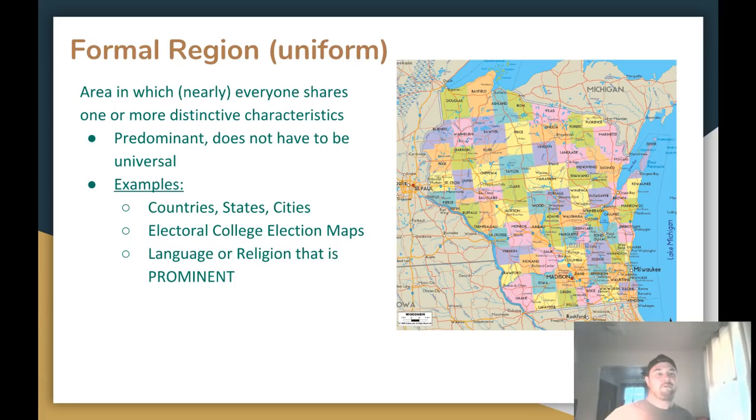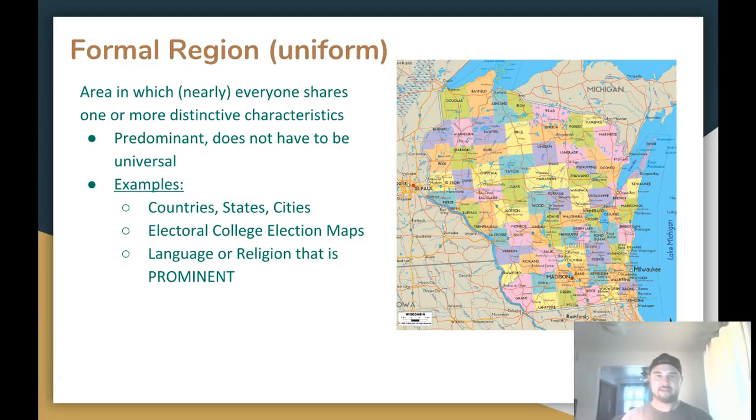First region we're going to look at is a formal region or a uniform region. Remember, uniform means uniformity. Everybody there is going to be sharing, or most people there are going to be sharing in on some sort of characteristic. Now, when you look at these formal regions, laws and languages are really good for formal regions when you can see a clear-cut boundary.